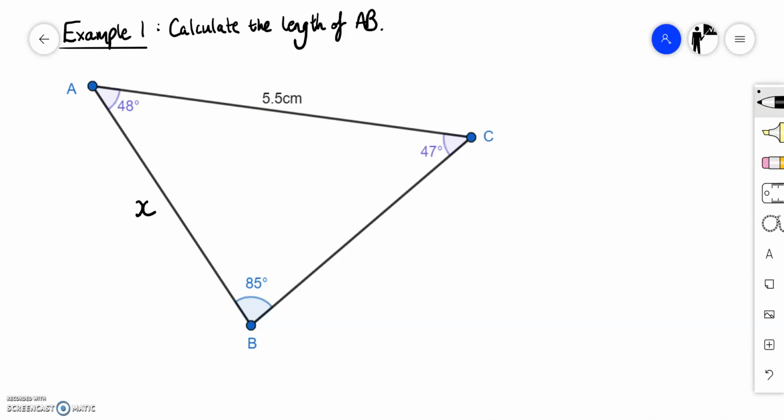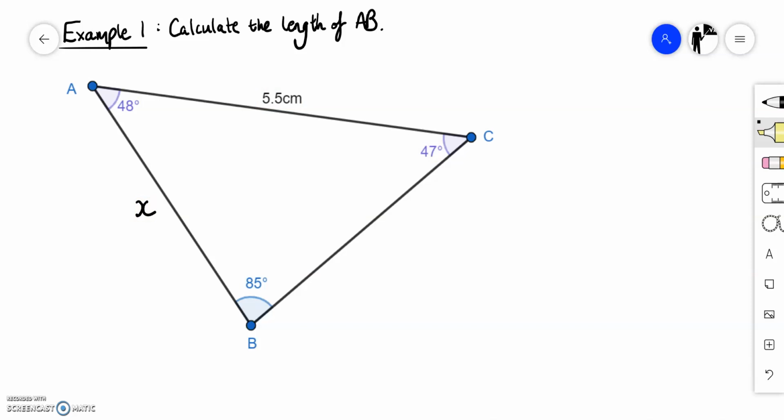We know to use the sine rule here because we have pairs of information. We have this angle B here, and we know the side across from it. We want to work out this side, and we know the angle across from it. We have those two pairs. So because we have those two pairs, we know to use the sine rule.